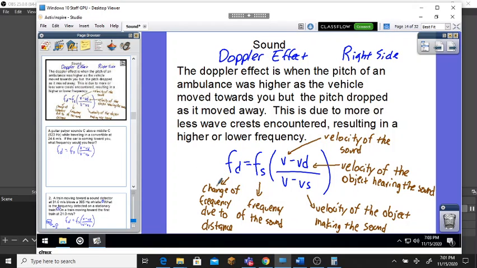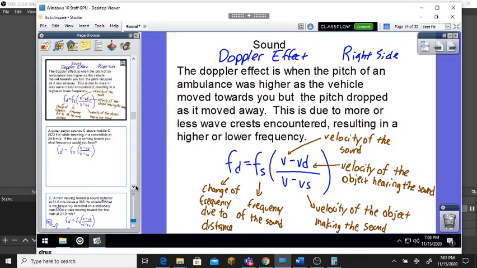So this is gonna be the change of frequency due to the distance. This is the frequency of the sound. This is the speed of sound, V. This is the velocity of the object hearing the sound. And then this is the velocity of the object making the sound.